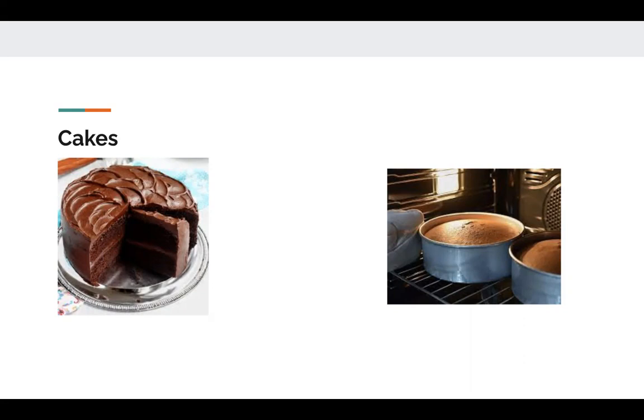The heat causes the air bubbles in the batter to expand and create a light and fluffy texture. Using cake flour instead of all-purpose flour can produce a more tender and delicate texture.